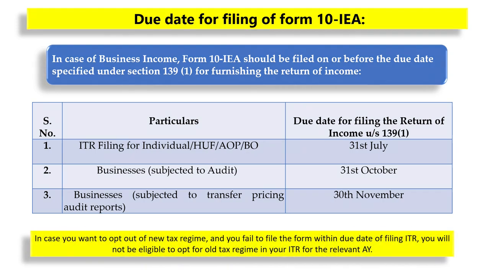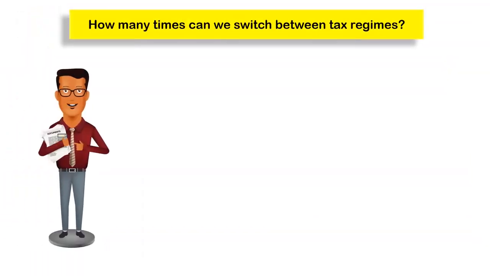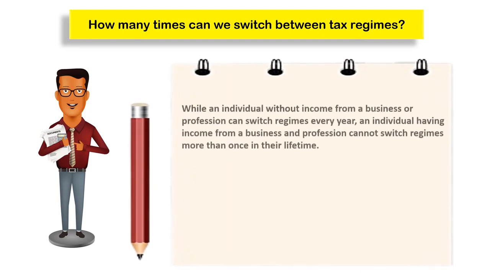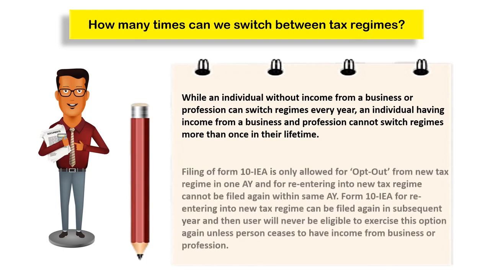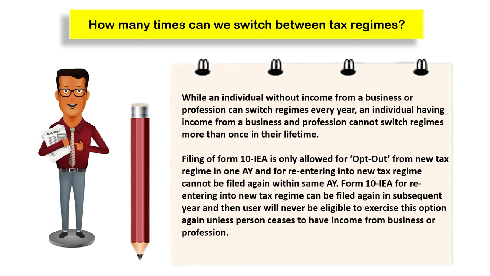We are regularly getting questions as to how many times we can switch between the tax regimes. Please note, while an individual without income from business or profession can switch regimes every year, an individual having income from business or profession cannot switch regimes more than once in their lifetime.